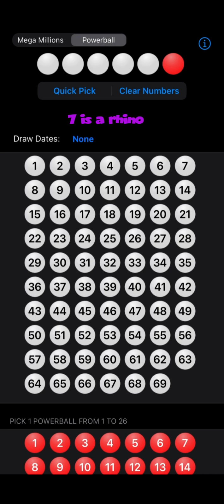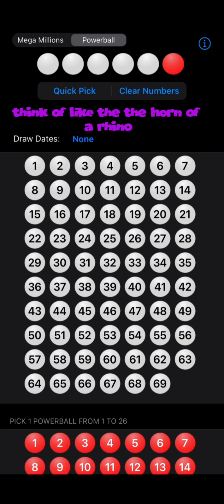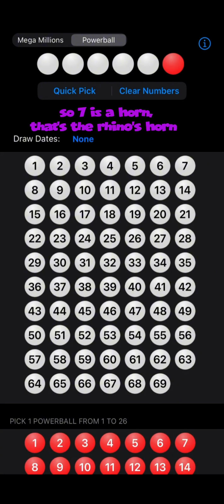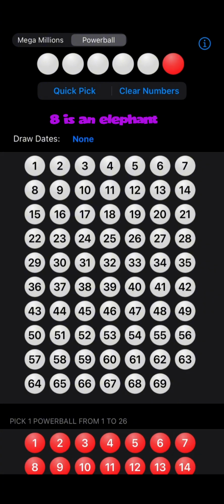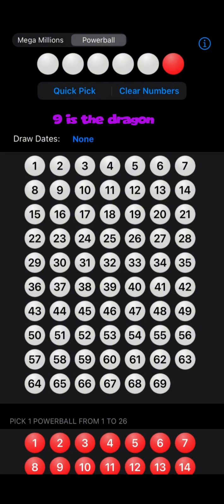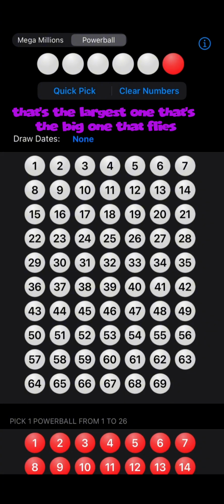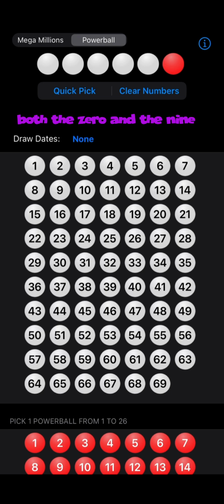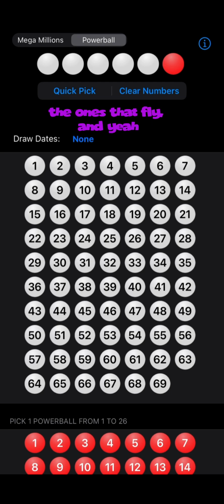7 is a rhino. Think of the horn of a rhino. That 7 looks like a little hook, a little horn. So 7 is the rhino's horn. 8 is an elephant. I don't have a great explanation for that. I just know 8's an elephant. I dream of an elephant and I know that symbolizes 8. And then 9 is the dragon. That's the largest one, the big one that flies. Both the 0 and the 9 are the ones that fly. So 9's the dragon.